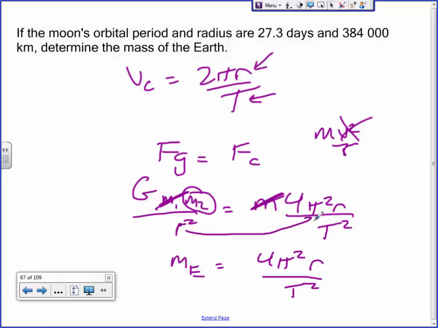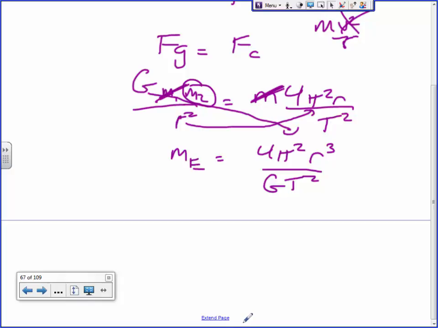This radius will come up to the top there, and now you'll have 3 of them. And the gravitational constant will go on the bottom. But now we've made a formula to calculate the mass of the Earth. All we have to do is know how far it is to the moon. And we just have to know how long it takes the moon to go around the Earth. And this will now tell us the mass of the Earth. So here's hoping we get the 5-point number that we're hoping we get, right?